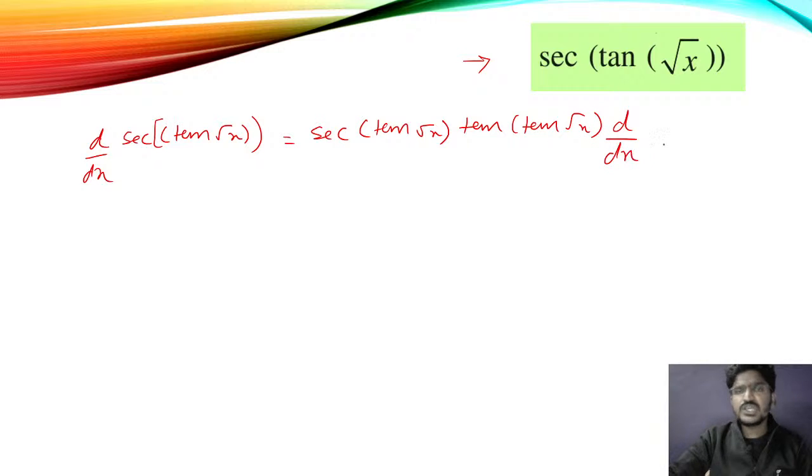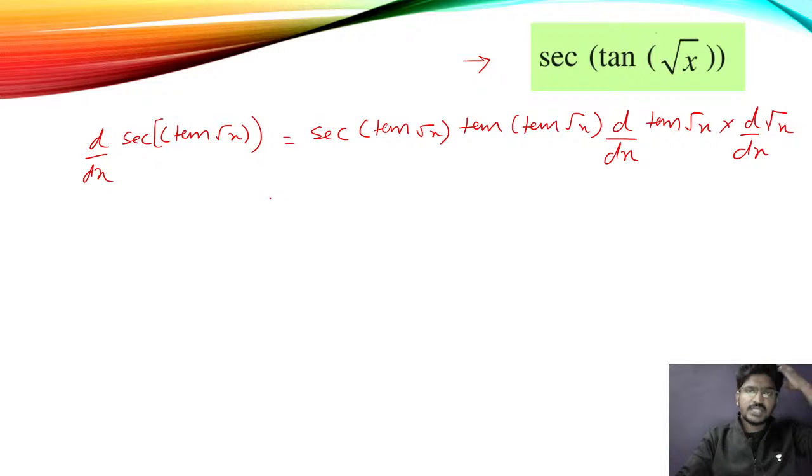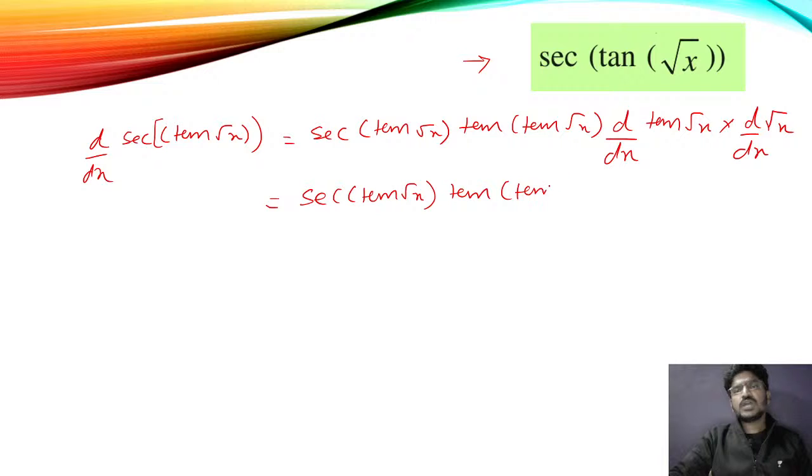Again, differentiation of tan root x multiplied with differentiation of root x. So you can see sec of tan root x, tan of tan root x, differentiation of tan root x is secant square root x, and multiplied with differentiation of root x is 1 by 2 root x.